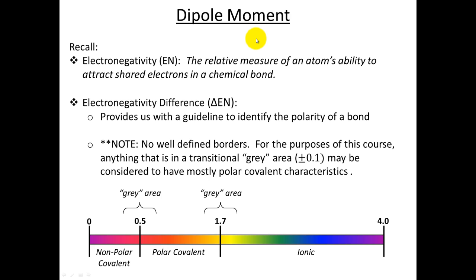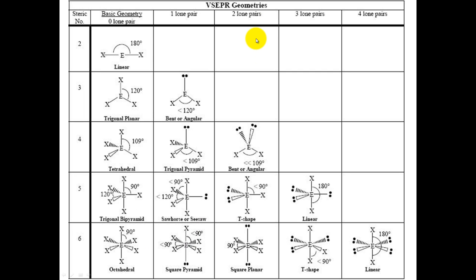Before we continue on with this lesson, it is important that you are familiar with VSEPR theory. That's valence shell electron pair repulsion, as we will be referring back to the geometries learned in those lessons, especially when we start talking about the overall polarity of a molecule.